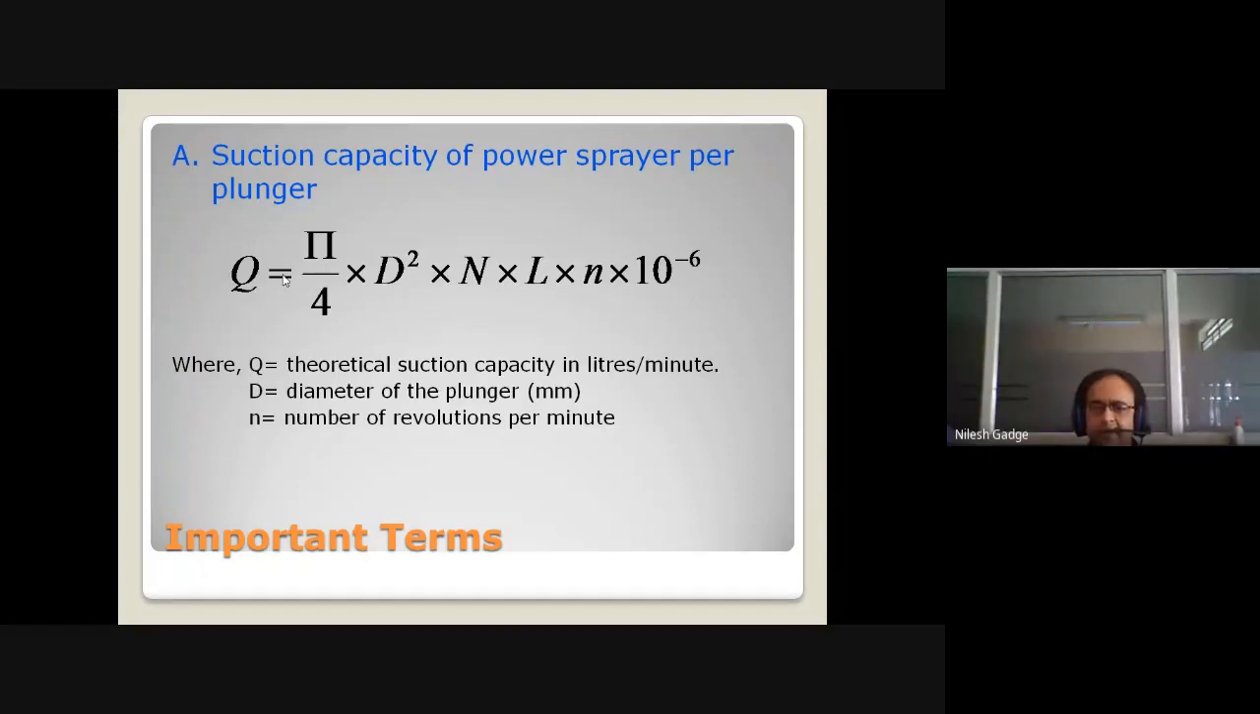The suction capacity of the power sprayer plunger is Q equals pi by 4 multiplied by D squared multiplied by L multiplied by N multiplied by n into 10 raised to minus 6, where Q is the theoretical suction capacity in liters per minute, D is the diameter of the plunger, which should be given in millimeters, and N is the number of revolutions per minute, RPM. So do it fast.